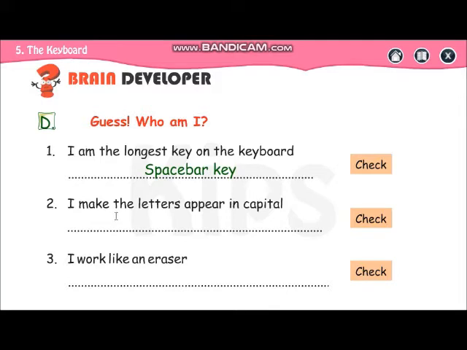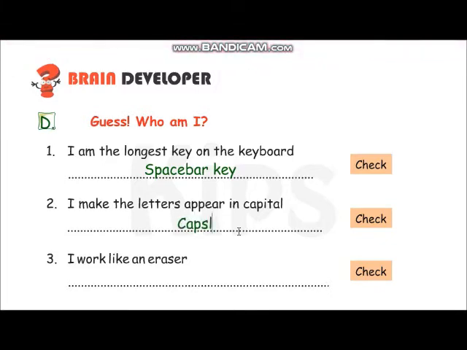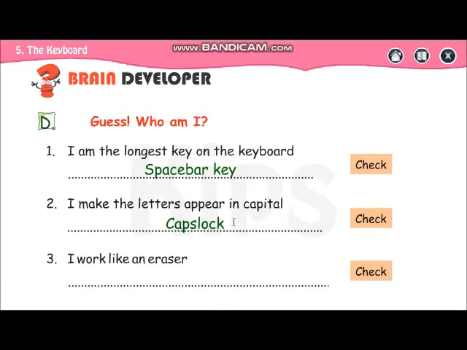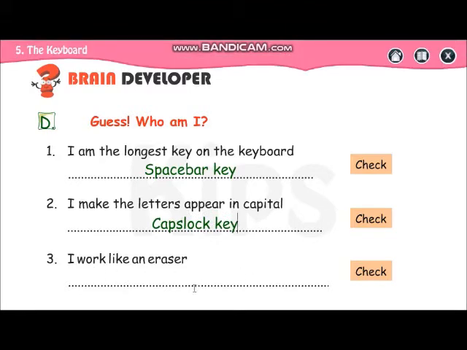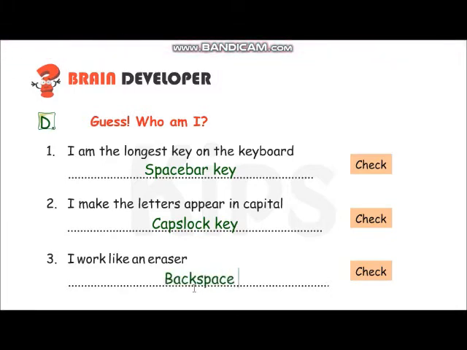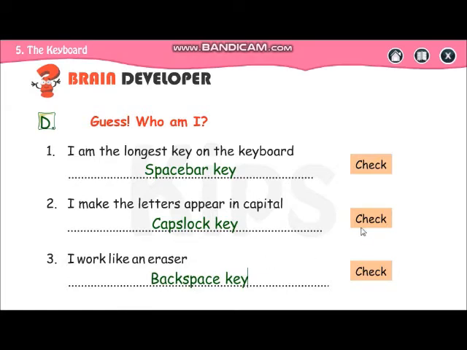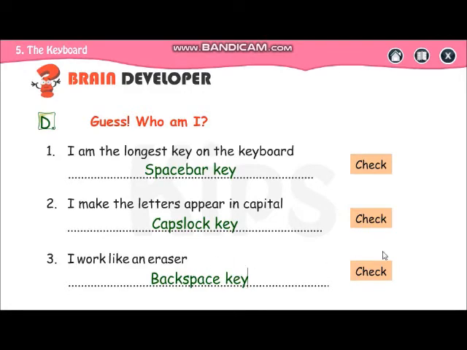Second, I make the letters appear in capital. Capital में किस में काम आता है? Caps lock key. Okay, caps lock key. You can write key here. Okay. I work like an eraser. So which key is there? Back space key. So this is your riddle for your computer. Guess who am I? Write down the correct spelling, pause the video, and then move on to the next.